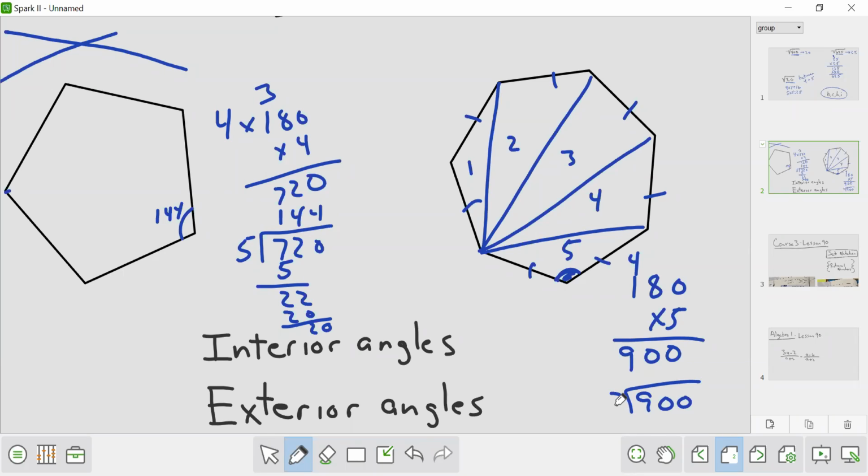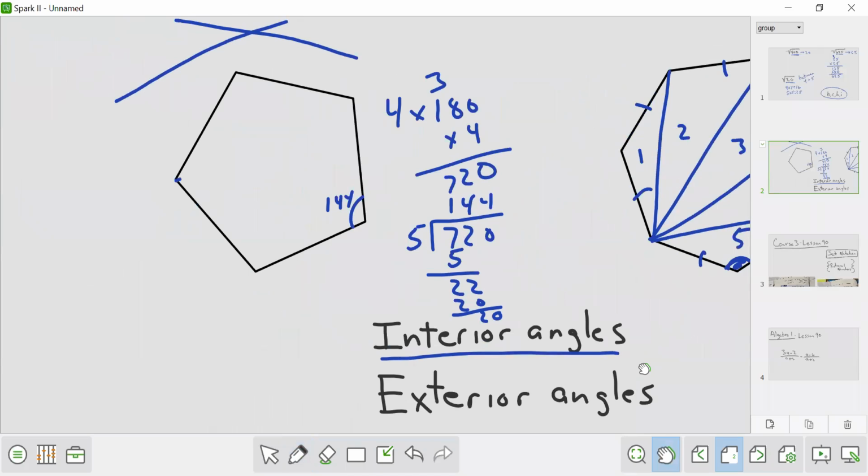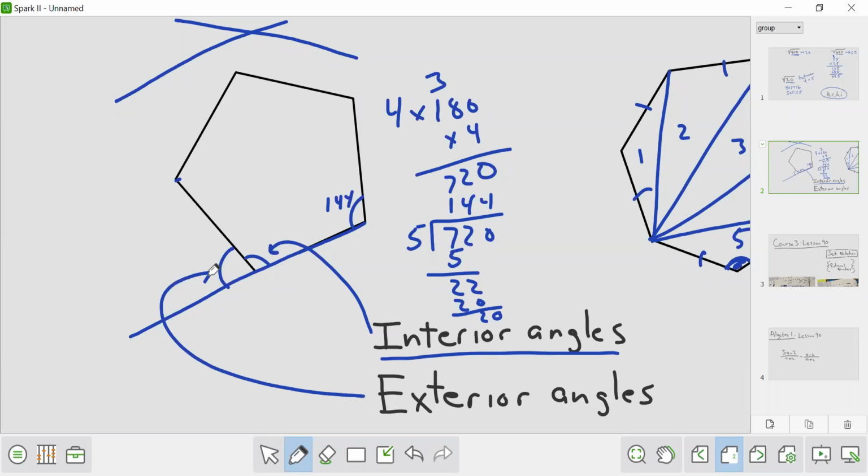All right. So we talked about interior angles. We need to talk a little bit about exterior angles. An exterior angle is an angle that is on the outside. If I take this side of the pentagon and continue a line out there, in here is the interior angle. But this angle right here is what we call the exterior angle.